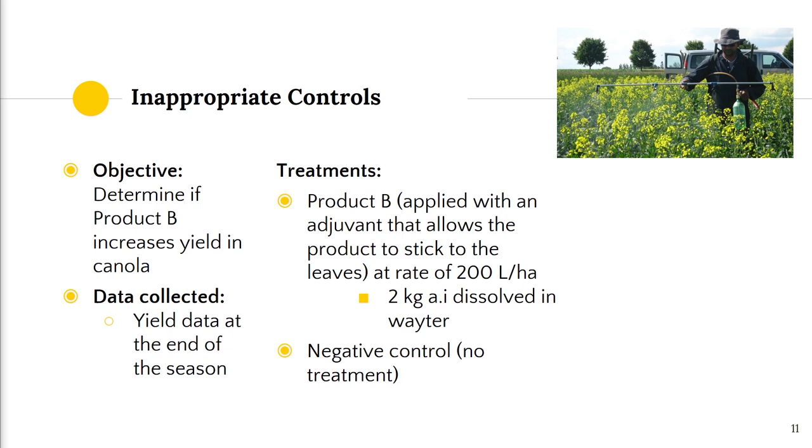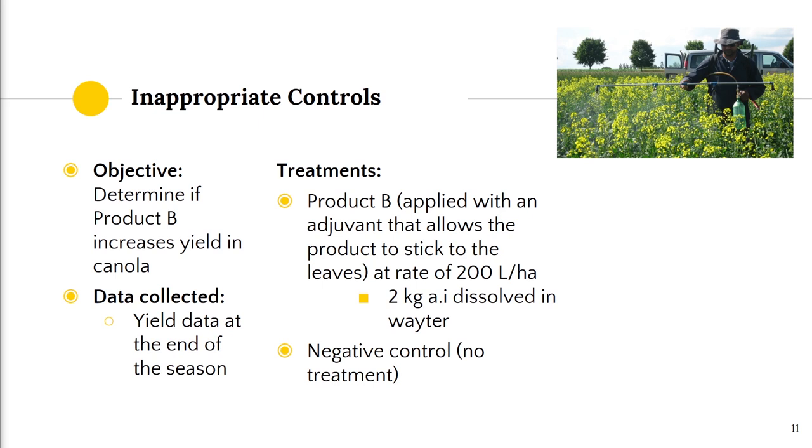But this is not necessarily an appropriate control. Why? Because aside from just applying product B, you're also adding water, you're watering that crop, and you're also applying an adjuvant. And for example, if you find that product B does increase yield, well, was that yield increase due to product B or the adjuvant? You are not 100% sure. I mean, it's probably likely to be product B, but you cannot be 100% sure. You can't be sure either that the yield increase wasn't just because it was a very dry year and the water in that spray helped increase canola yield.